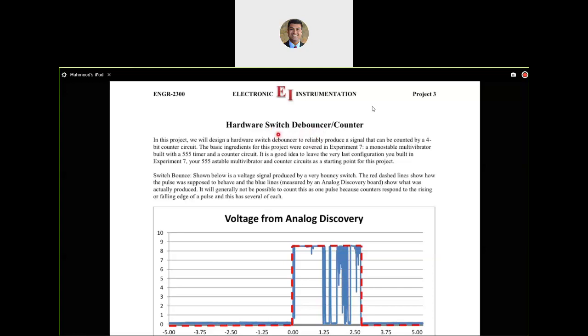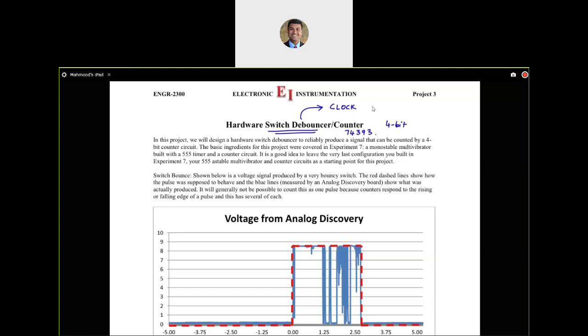The end goal of project 3 is to use a debounced switch to trigger a counter. We are going to use the same counter that we used in experiment 7, the 4-bit counter, which was the 74393 chip. As the clock input of that counter, we are going to use a debounced switch to trigger the 4-bit counter.